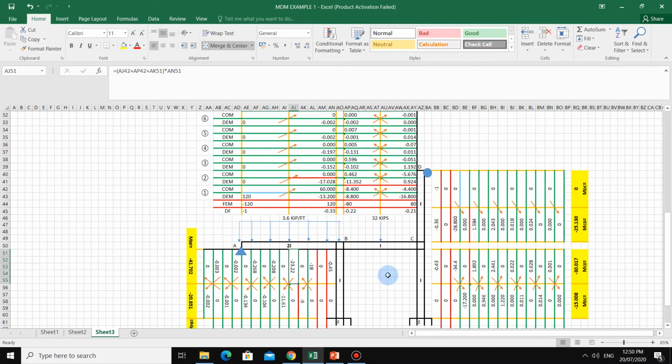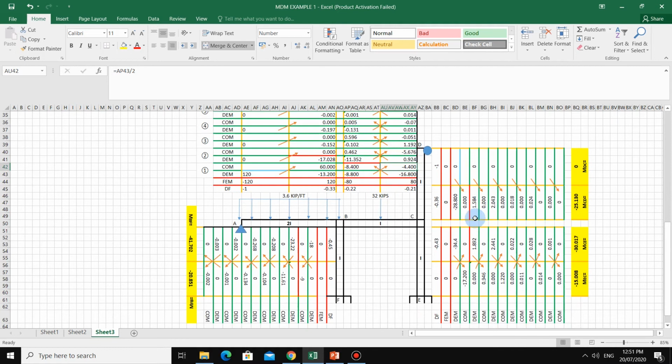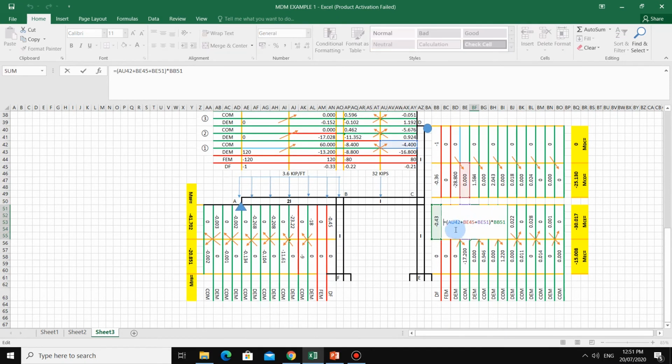So that is all for joint B, guys. How about for C? For C, again we get negative 0.924. So COM of CB, plus COM of CD, plus COM of CE, then times the distribution factor. So 0.924, guys. Then how about this? Same thing, guys. So COM of all those members connected at C, then times the distribution factor, negative 0.36. Also here, it is the same, guys. Only the distribution factor varies.